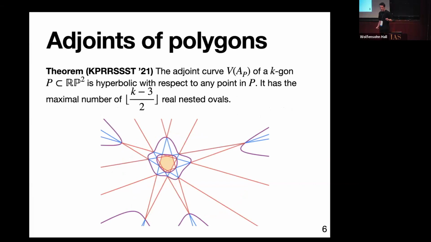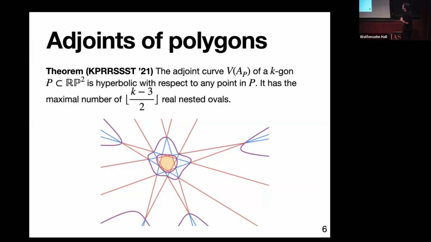Now we're still talking about real points, before we complexify everything. This is a statement about the real topology of the adjoint curve of a polygon. Every time you see this long acronym, this is the group from the reading group. The adjoint curve of a k-gon is hyperbolic with respect to any point in the polytope. That means if I pick a point inside the orange octagon that you see here, then any line passing through it will meet the purple curve in degree many real points, in this case 5 real points.